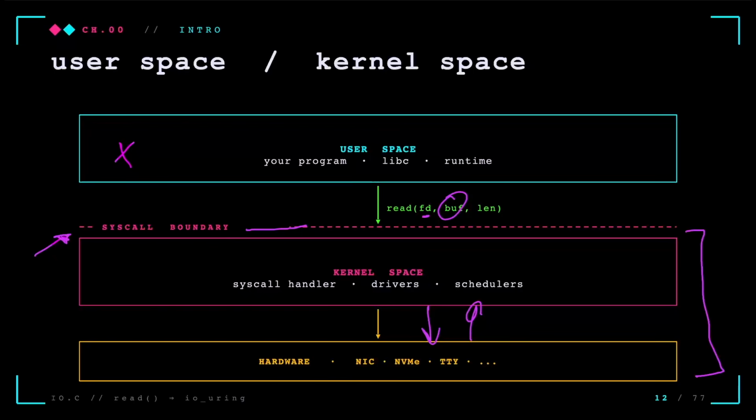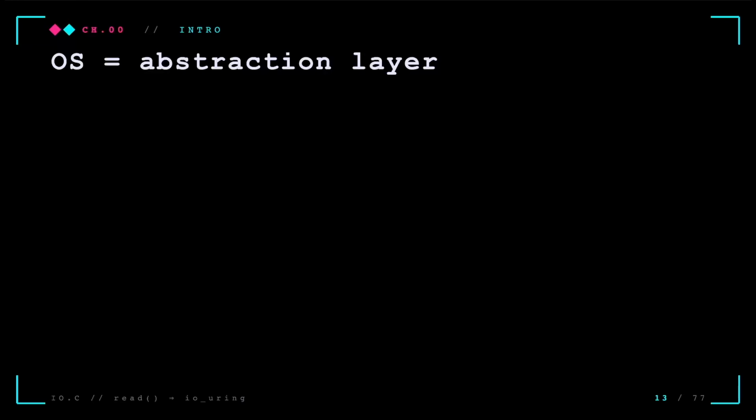But you get the idea. I mentioned that read is just an interface, right? We don't really have to know how it works. We don't provide an implementation for it. And that's because at the end of the day, the operating system is an abstraction layer.